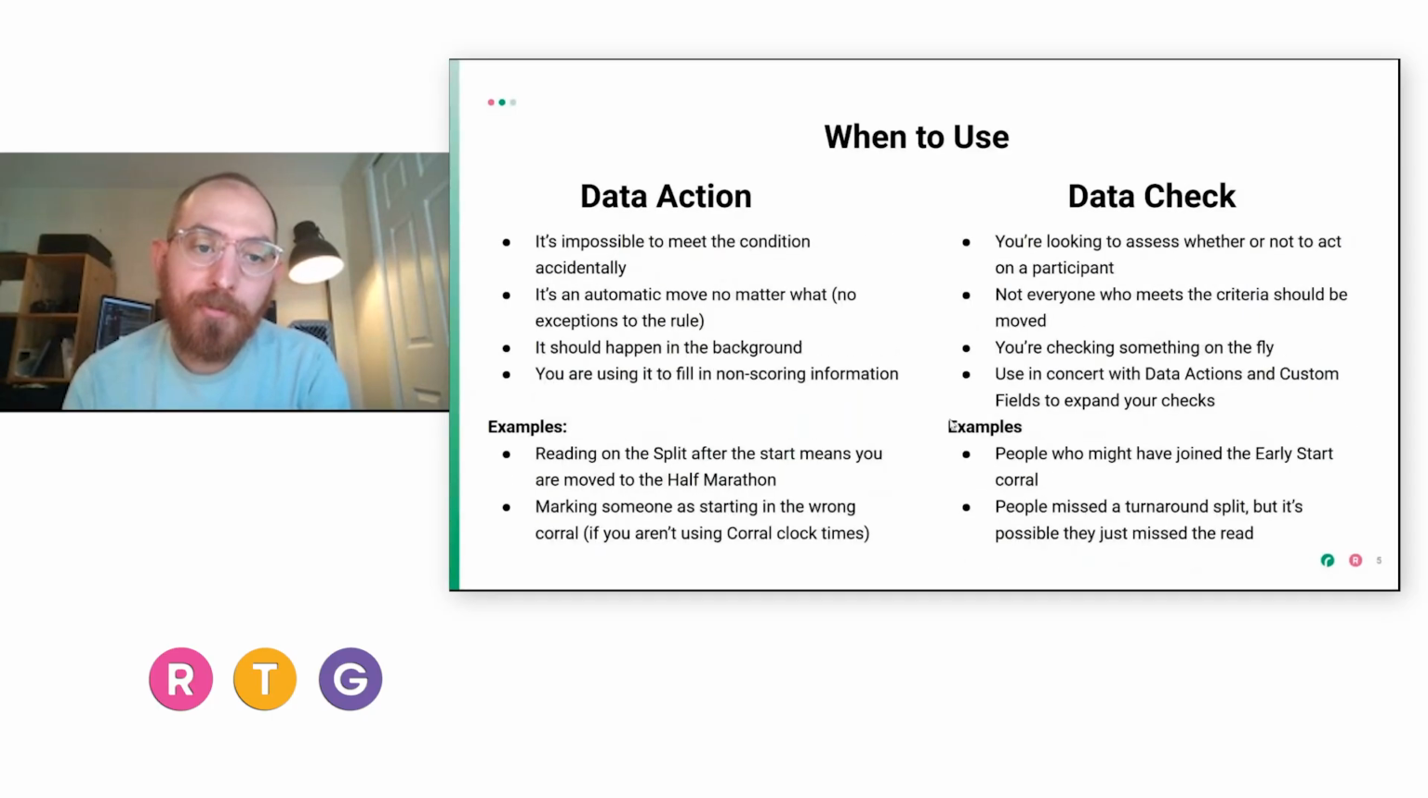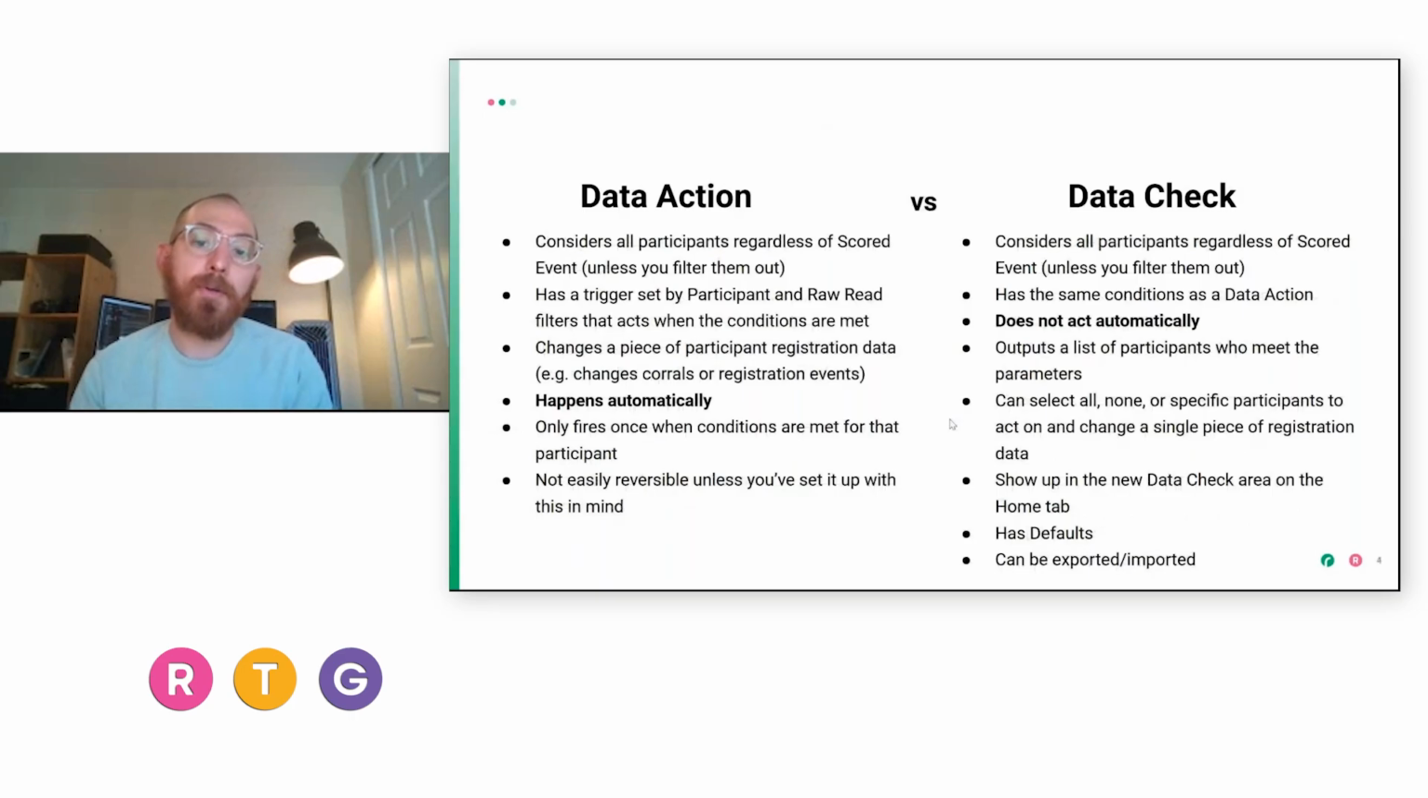So before we get too far, we need to define these. So basically, there are two pieces of the system. There's data actions and data checks. The big difference between data actions and data checks is that data actions happen automatically without anything for you to do. They just happen in the background, and you don't have to think about them. Data checks basically build a list of participants that meet the conditions that you've set up, and then you can decide to go in and apply the change you want to one or all of them at once.